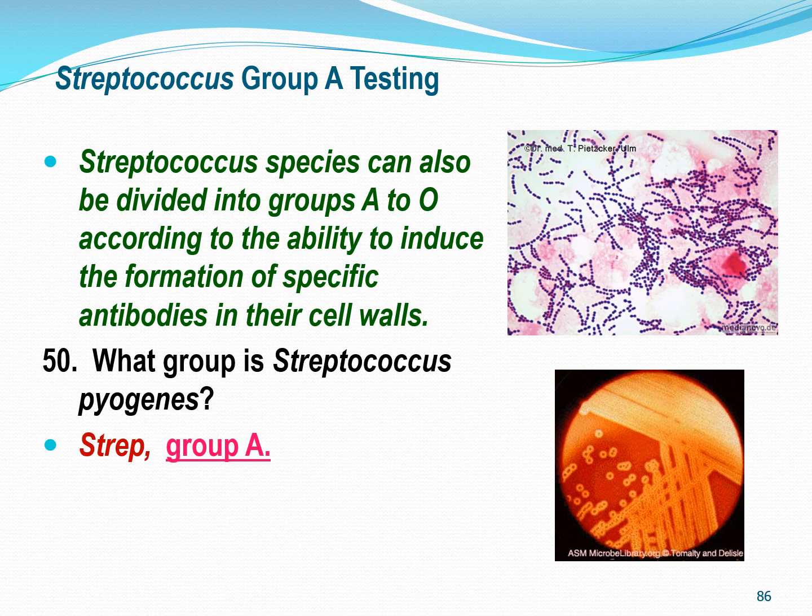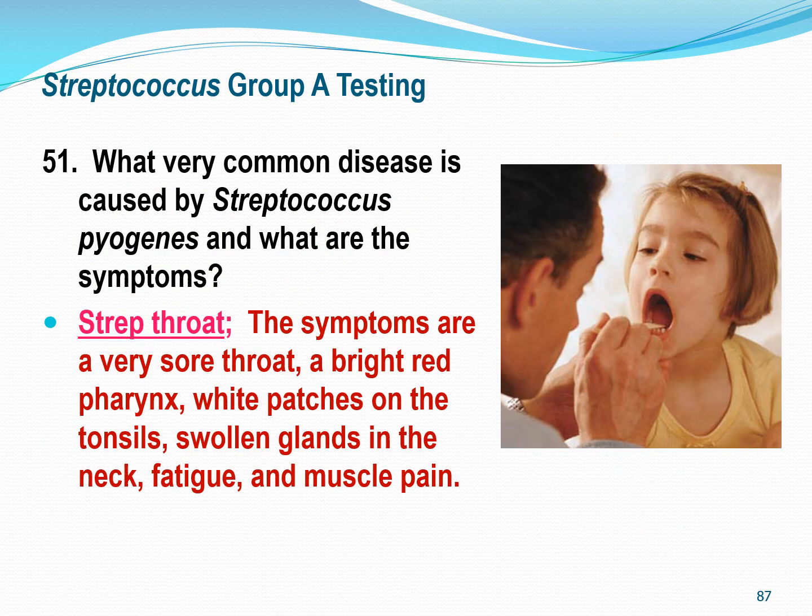Streptococcus species can also be divided into groups A to O according to the ability to induce the formation of specific antibodies in their cell wall. What group is Streptococcus pyogenes? It's strep group A. So you need to understand that Streptococcus pyogenes is group A. What very common disease is caused by Streptococcus pyogenes and what are the symptoms? Strep throat, right? Strep throat is the common disease caused by Streptococcus pyogenes.